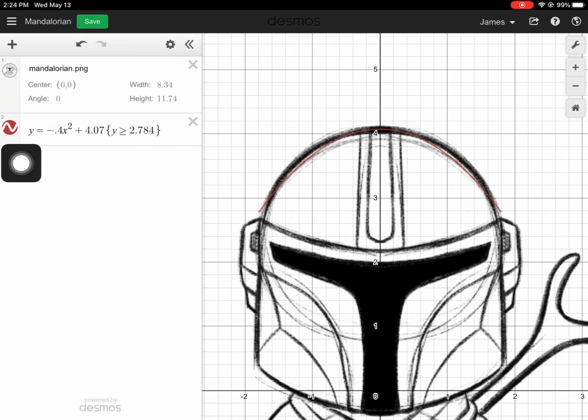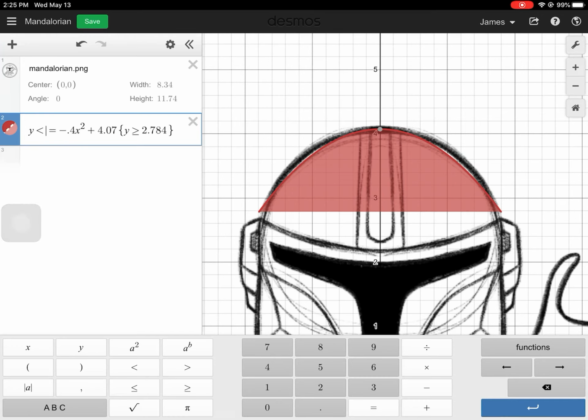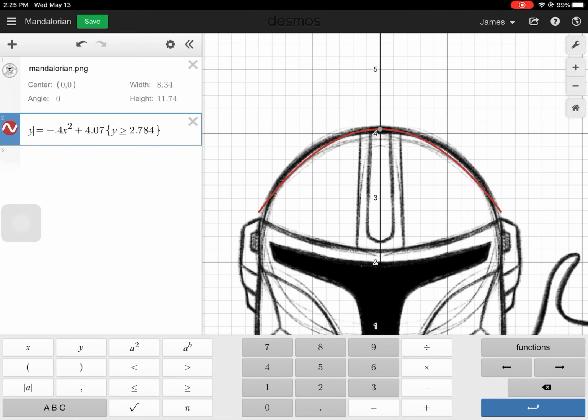From there, what if you want to change the color? If you don't like that color, you press and hold this. It gives you different styles, and these are your color choices. What if you want some shading? Then you're going to do less than or equal to. It's going to shade it. So shading's a little more difficult. Probably save that till later.